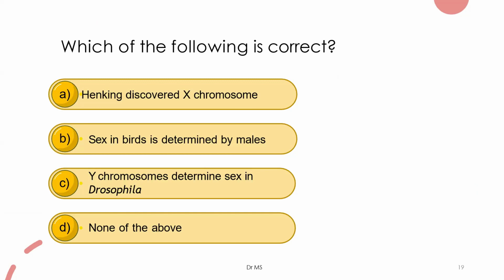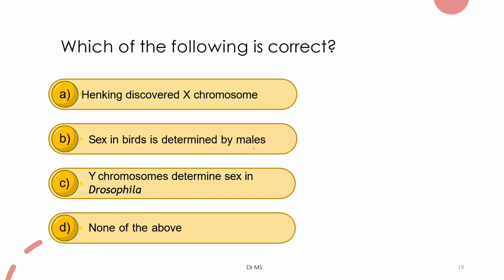Okay, so tell me what would be the answer here? Did Henking discover the X chromosome? Yes, sir, he did. Actually, Henking discovered the X body, which was later replaced by the X chromosome. But anyway, Henking discovered the X chromosome. Tell me what about this?